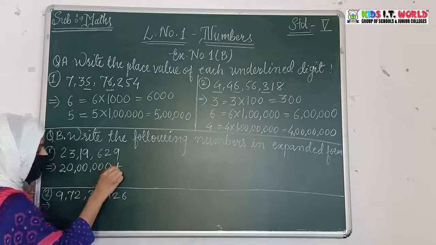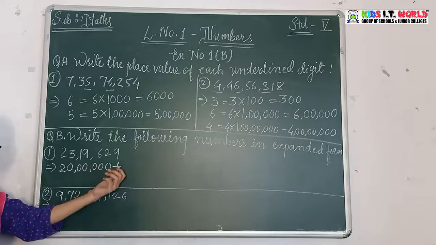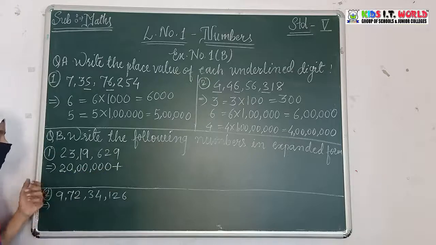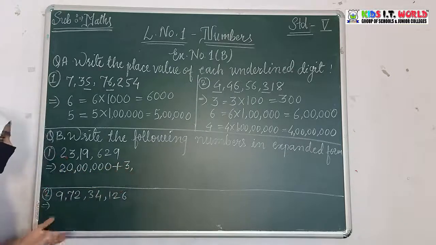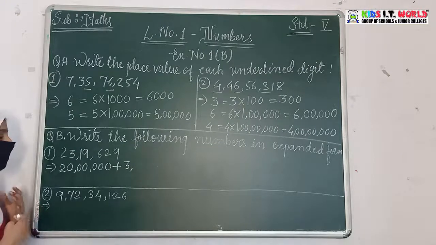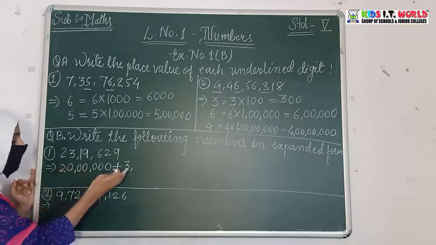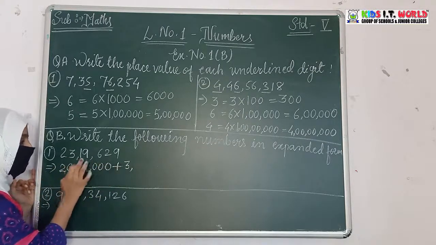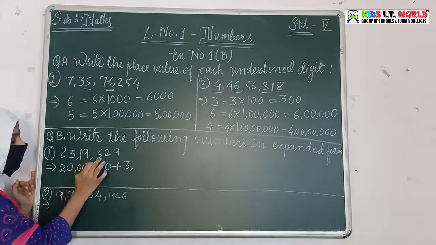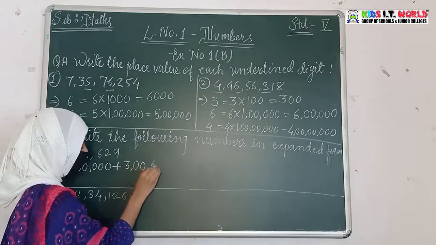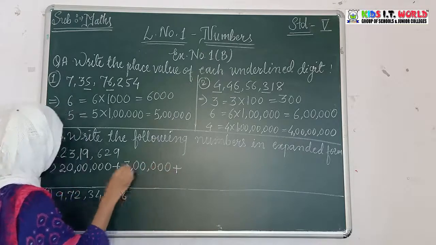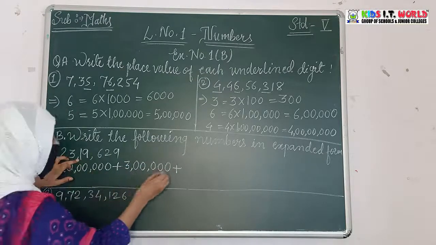Then put the plus sign. Don't forget to give the plus sign in the expanded form of the number. Now the next number is 3. In an easy way, you can just write the number and count the other numbers. How many numbers are there? 1, 2, 3, 4, 5. So write down the 5 zeros here. Add it.